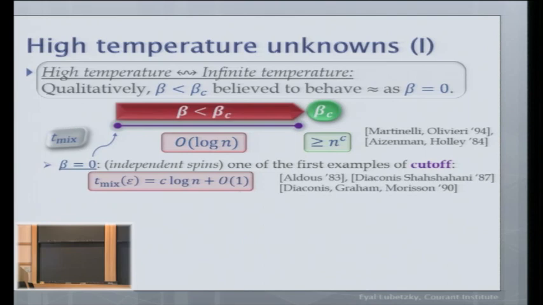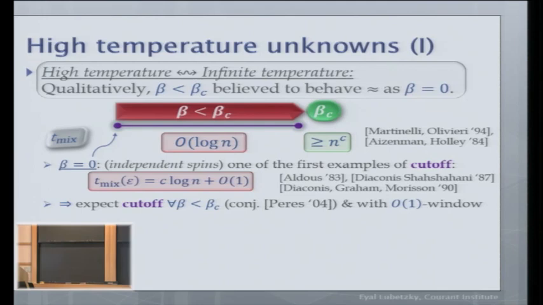An imprecise way of saying it, but we do expect cutoff for every beta less than beta critical. It was conjectured by Yuval with an order one window. It should be exactly as if they were independent. Instead, what do we know? In three dimensions, this condition, strong spatial mixing, is no longer known to hold all the way to the critical point. It's not known that it fails. In some situations, you can tweak external fields. There are situations where it's expected to fail and was even shown to.